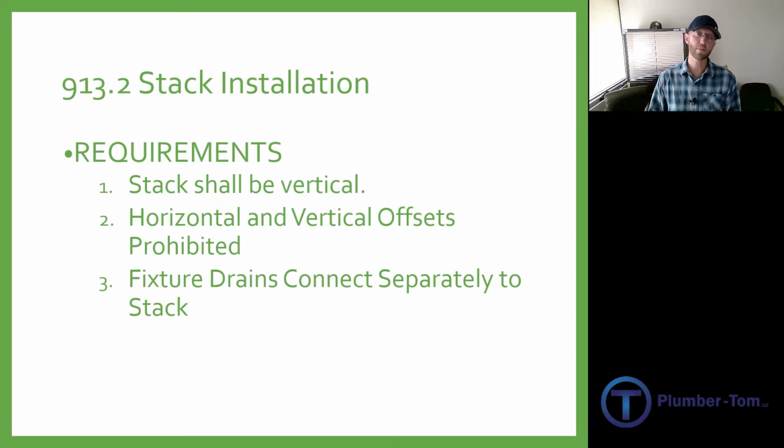Here are the requirements for a waste stack vent. 913.2 says, first of all, the stack has to be vertical. And second, that means no horizontal or vertical offsets. Now, when we talk about a vertical pipe, we've talked in the past about how that can include all the way over to a 45-degree offset. But in this particular case, that is 0 offsets allowed. No 45s, no 22s, nothing, just complete vertical pipe.